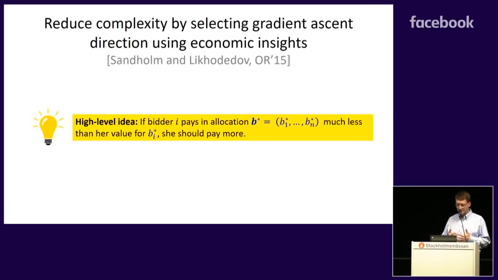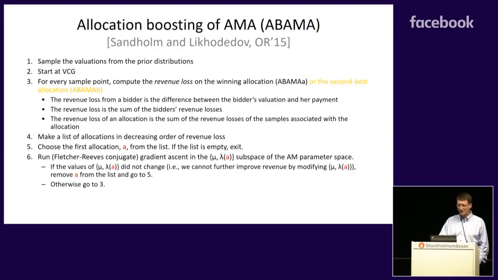And the high level idea here is that if bidder i pays in an allocation much less than her value in the allocation, she should pay more. And that gives us families of algorithms for doing smarter gradient ascent. And here's one of the algorithms for optimizing the affine maximizer auction parameters. First, we sample the valuations from the prior distribution. Then we start at the VCG. So all the weights are ones, all the boosts are zeros.